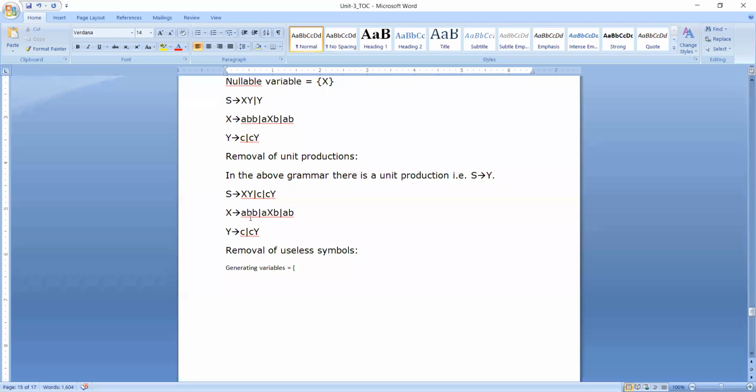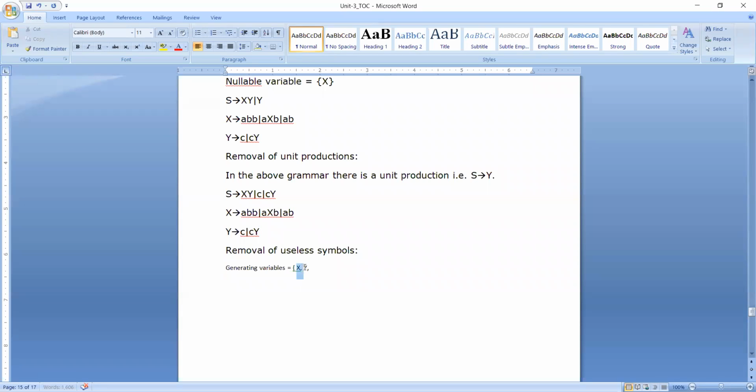Now please check whether X is generating or not. Yes, it is generating. How? There is a production called small a, small b, a, b, b. It is directly generating the terminal string. So X will be added to the list of generating variables. Y is also a generating variable. How is Y a generating variable? Because it is directly deriving the terminal string. So Y is also a generating variable.